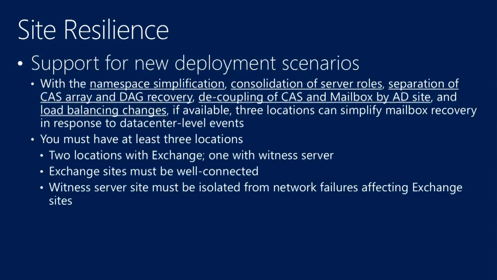And there's a new deployment scenario option as well. If you happen to have the luxury of having 3 locations, 2 of which you deploy Exchange into, and the third pretty much just needs to be isolated from network failures that affect the other 2, then you can do something like take your witness server and put it in a third location, thereby achieving automatic failover for your DAG, even in response to a data center level event. So data center failovers for the DAG are possible with 3 locations in Exchange 2013.